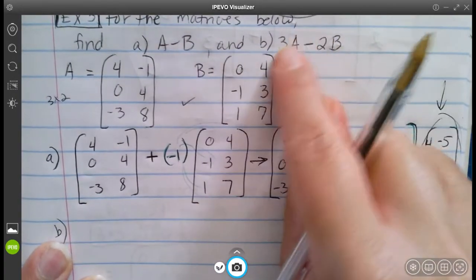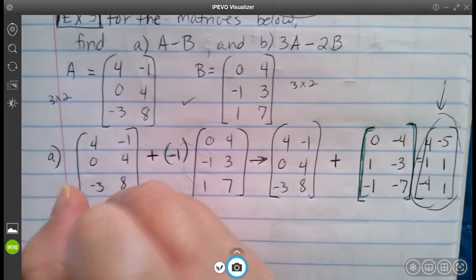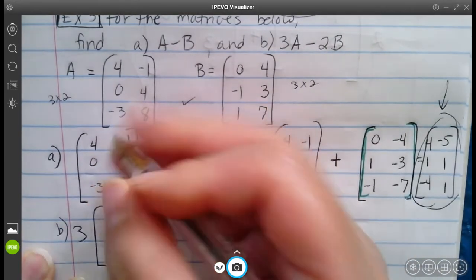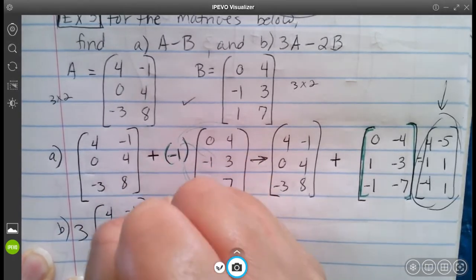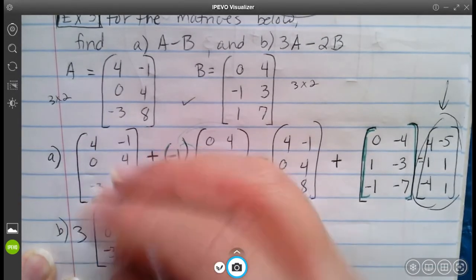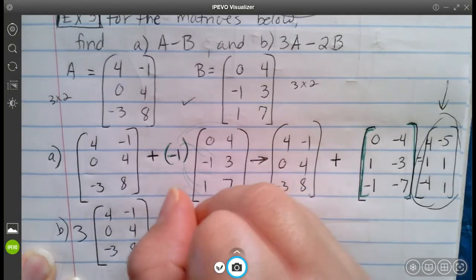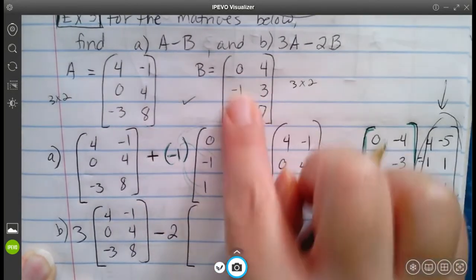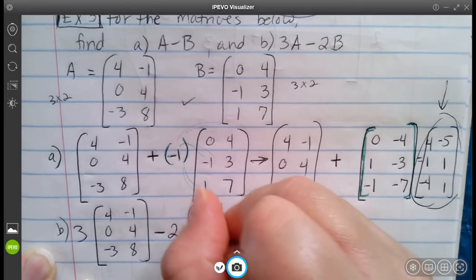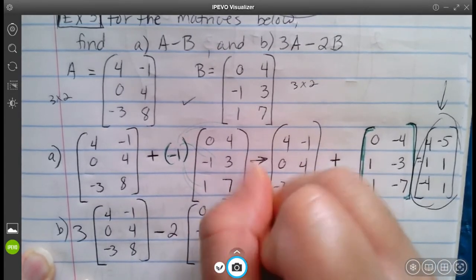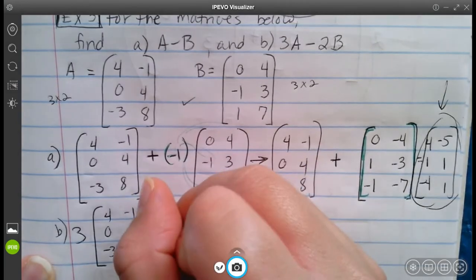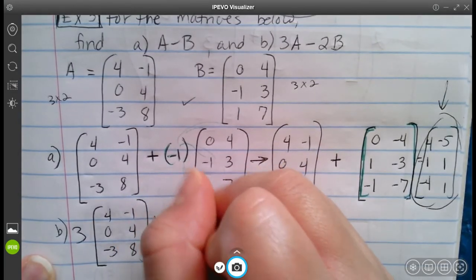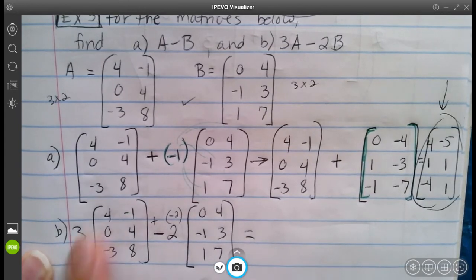Part B is asking us to do 3 times A minus 2 times B. So now we're going to do 3 times A, which is again all this: 4, 0, -3, -1, 4, 8. I'm just recopying matrix A. Minus, I'm going to keep the minus this time, 2 times B, which is all of this right here: 0, 4, -1, 3, 1, 7. You can either do the multiplication by -2, or we can also think of it as plus -2 like this.